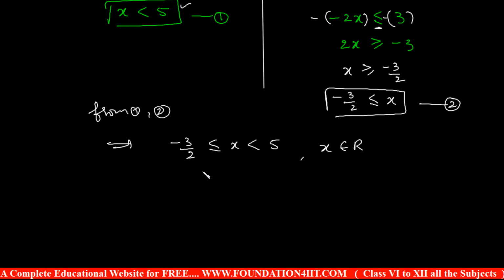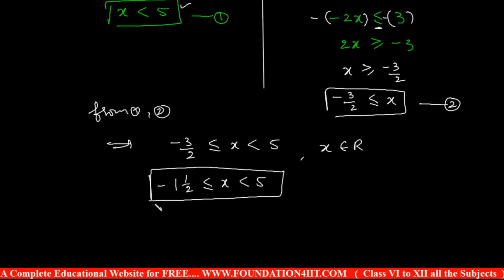And here is minus 3 by 2. So this improper fraction converted into a mixed fraction is minus 1 and 1 by 2. Minus 1 and a half is less than or equal to x, which is less than 5. This we will represent on the number line.